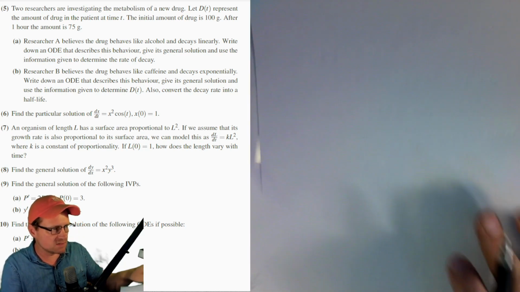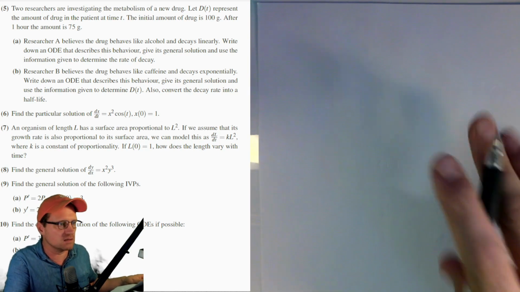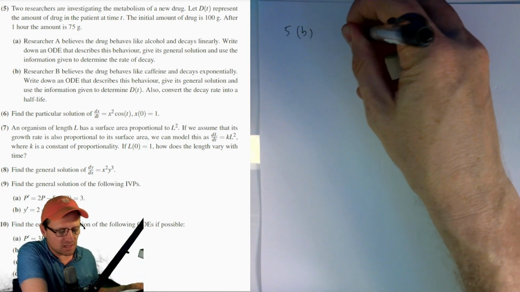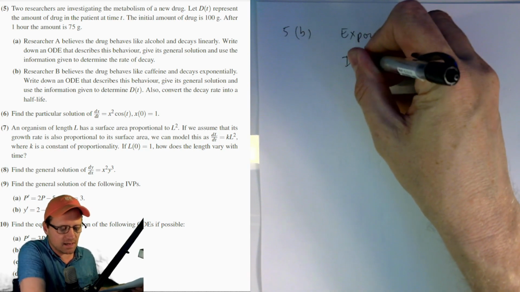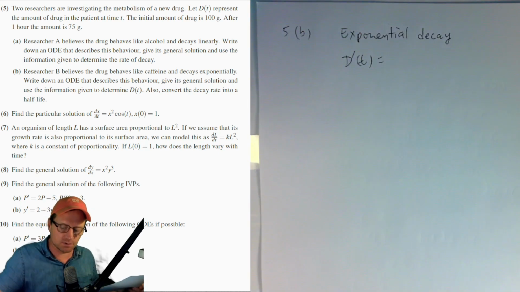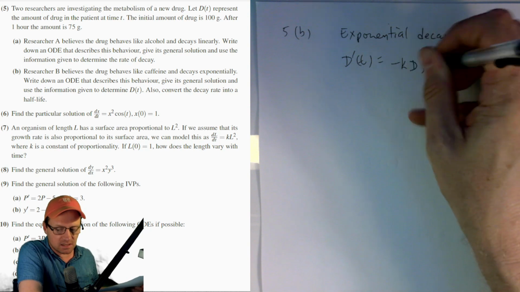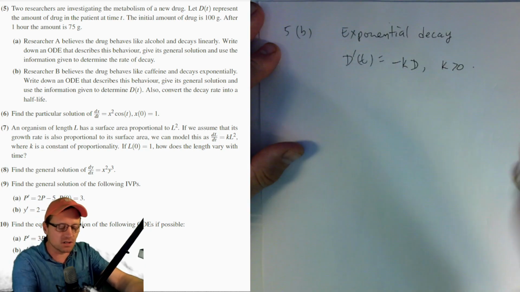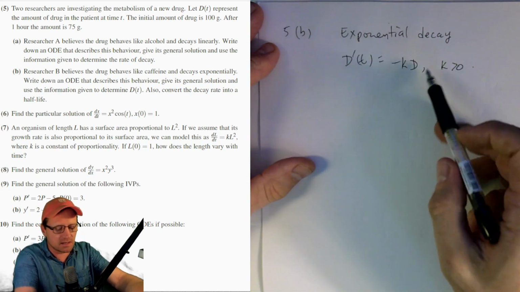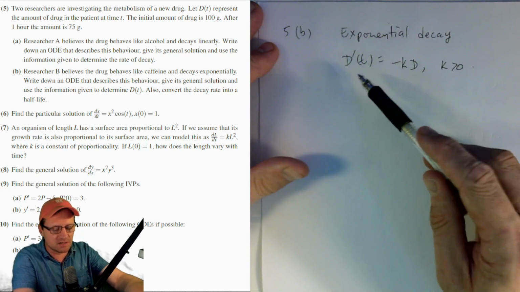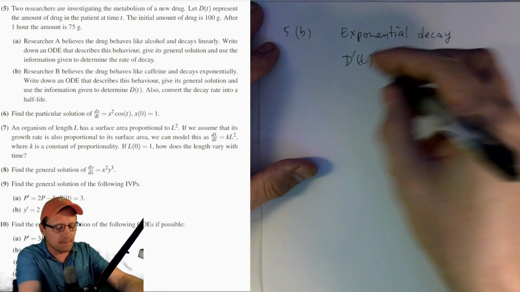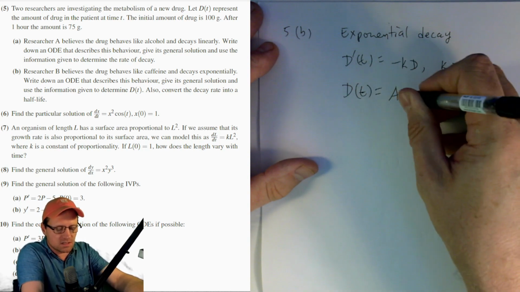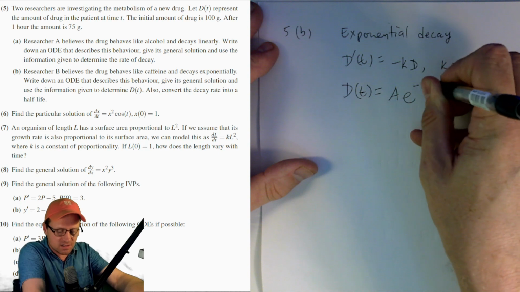Researcher B believes the drug behaves like caffeine and decays exponentially. And so in exponential decay, we would have D'(t) is equal to minus kD, where k is positive. Okay, so let's solve this differential equation. Well, we already know what this looks like. It's separable. We divide both sides by D, integrate, and so we're going to get D(t) is a constant A times e to the minus kt.